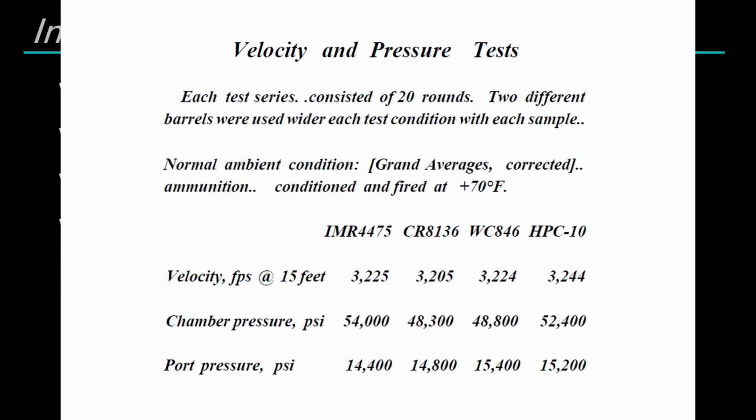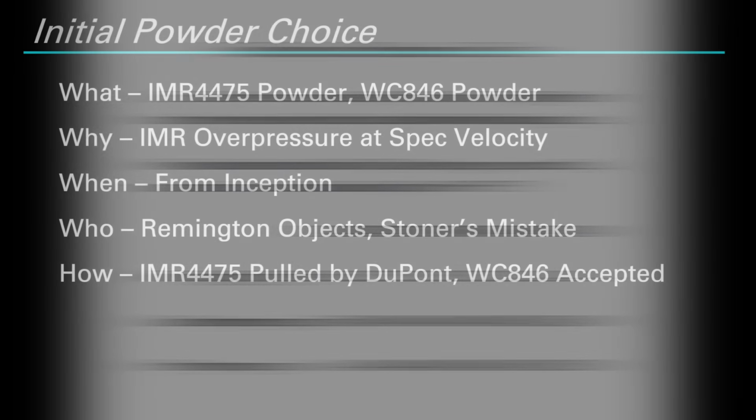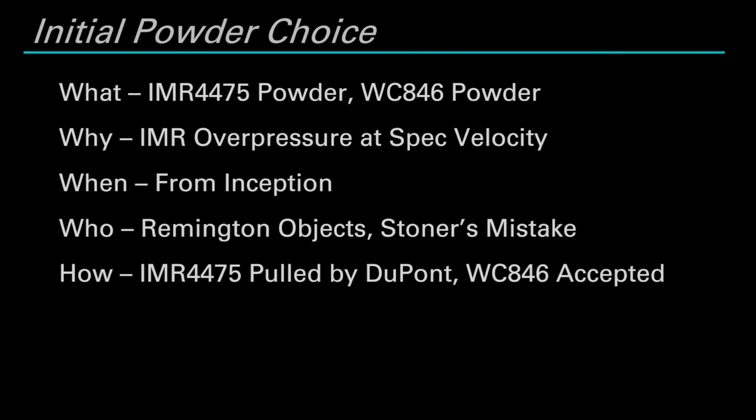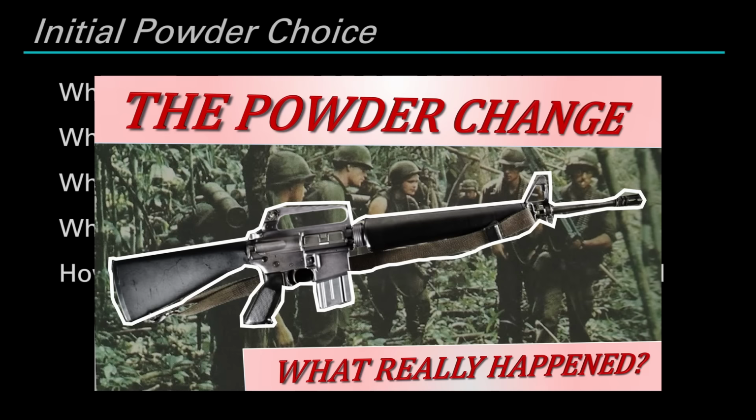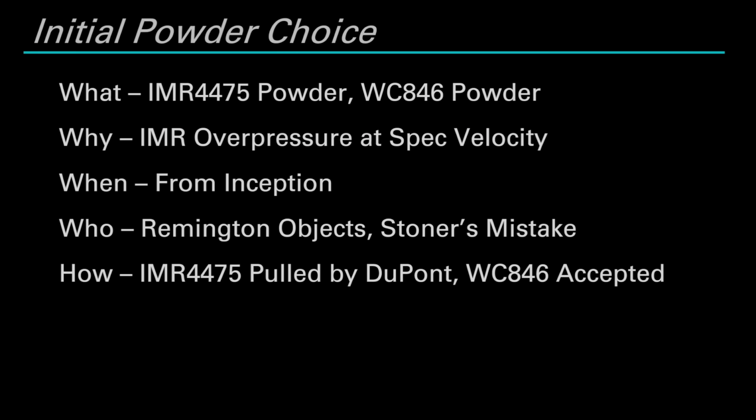This sets in motion the chain of events that I like to refer to as the powder change, and again, that's the subject of that other video that is linked in the description if you want more details on it. Ultimately, it was Remington's objection to something that Stoner had specified a long time ago and just had never actually gotten addressed or fixed that became the genesis of the powder change. 4475 simply was not an acceptable powder to use, and an alternative needed to be found. If a new powder wasn't going to be found, the Army and Air Force had a very limited number of options.